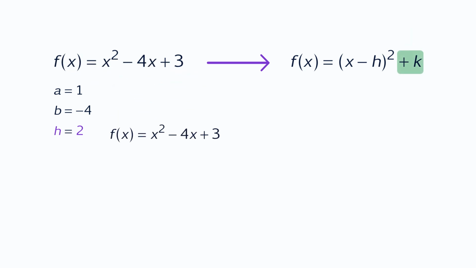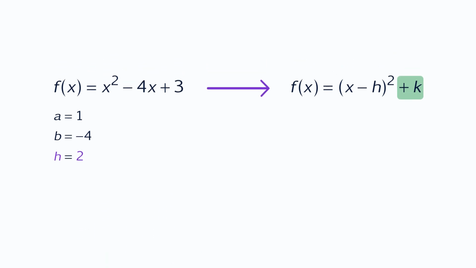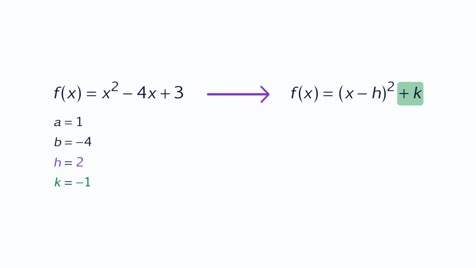Next, find k, the y-coordinate of the vertex. You get it by inserting the x-coordinate, h = 2, into the function f(x) = x² − 4x + 3. k = f(2) = 2² − 4 × 2 + 3, which equals −1. So, k = −1.